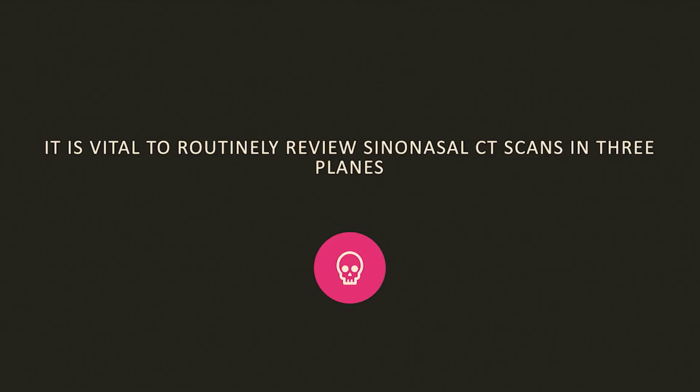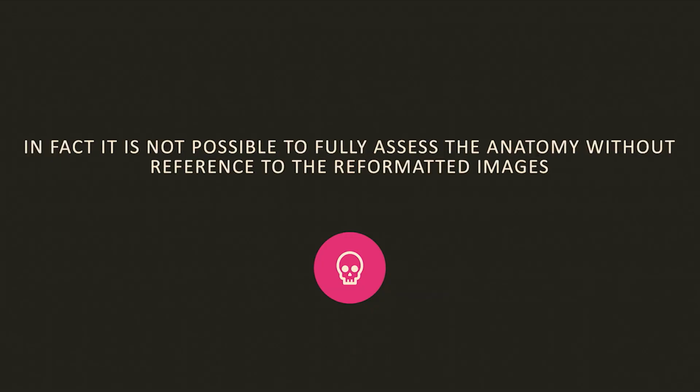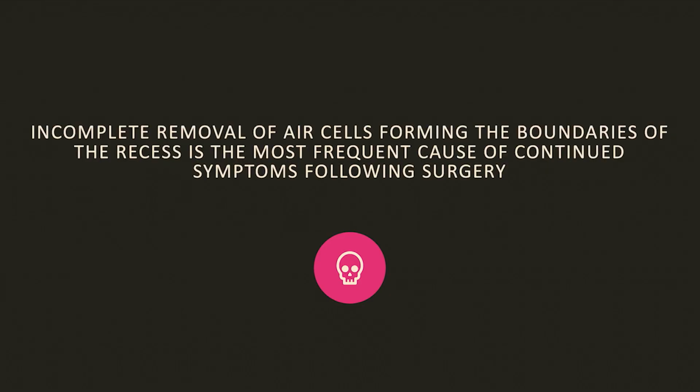I'm hoping that you guys are looking at the sinuses in all three planes. I mean, just to look at the axials, you're not doing your sinus CTs justice at all, because some of the drainage pathways are almost invariably better seen on coronal and sagittal reformats. So you want to get thin cuts and you want to look at your stuff in all three planes, guys, to do that CT justice, okay? It is, in fact, not possible to fully assess the anatomy without referencing the reformatted images. So you should be definitely doing coronals and sagittals.